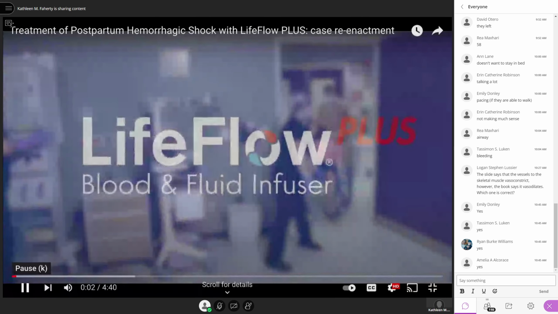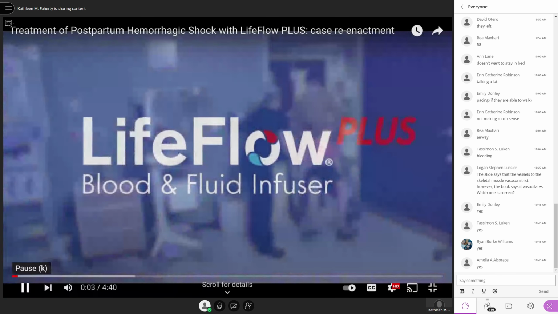Can you tell me what happened? She just started bleeding all over the place. There's a lot of blood. Can we get the doc in here? We just had a baby. How long ago did you have the baby? Two weeks. Two weeks.